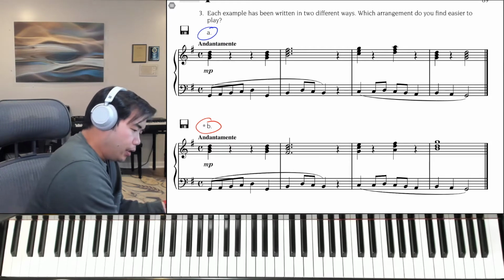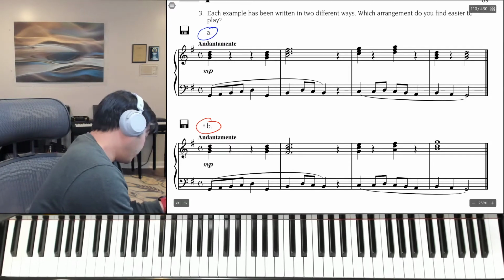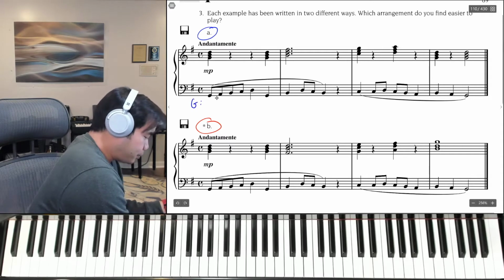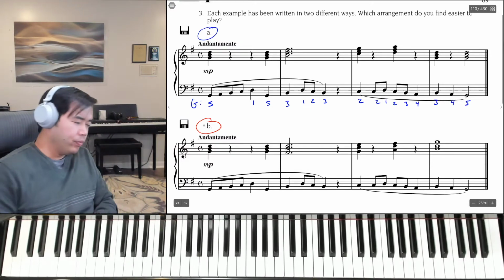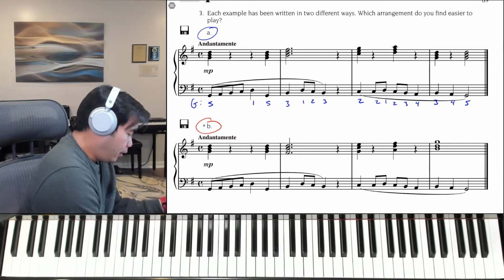Okay, so let's do a little analysis here. We're in the key of G major in both of these. Start with fifth finger, and then it's really simple. Here's the finger numbers. Okay. And it's going to be the same on example B here.